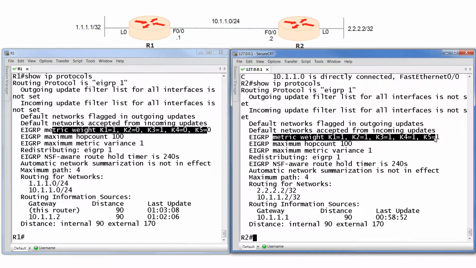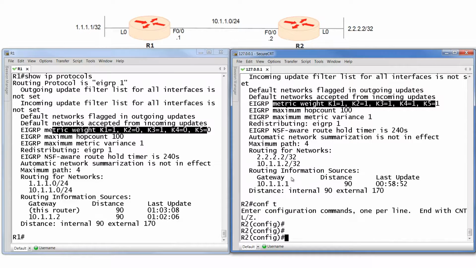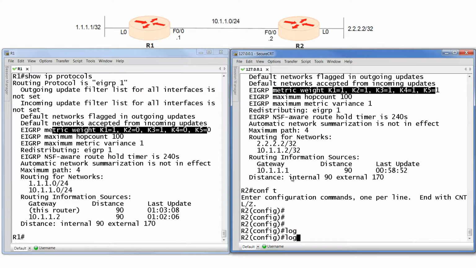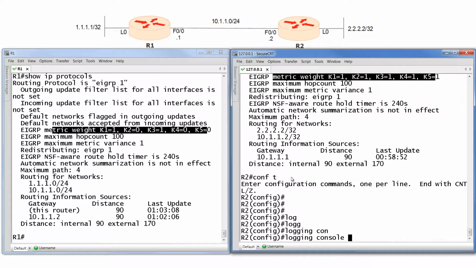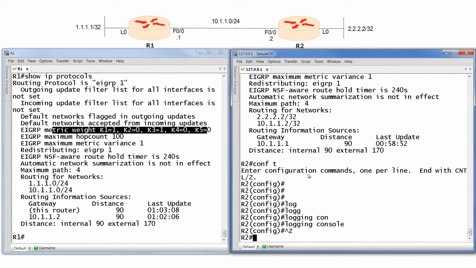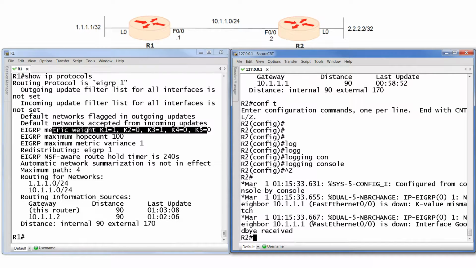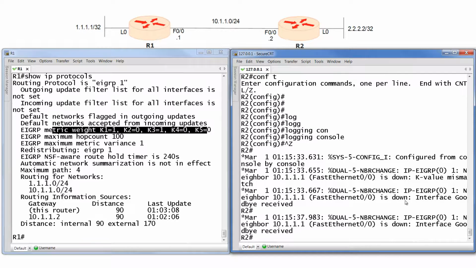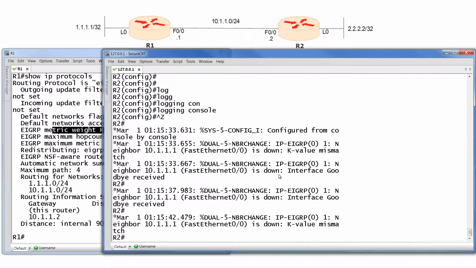And well, I was mean when I created this lab because I disabled logs, so you can't see that EIGRP complains. So if I re-enable logs, I type logging console, you will see that EIGRP complains about it straight away. Okay, it says over here, just to resize.